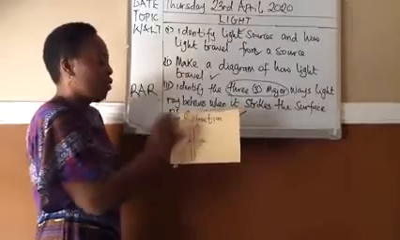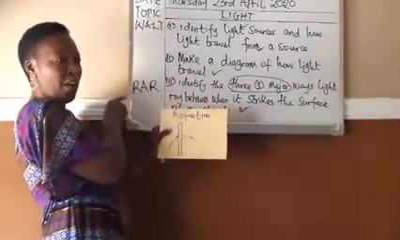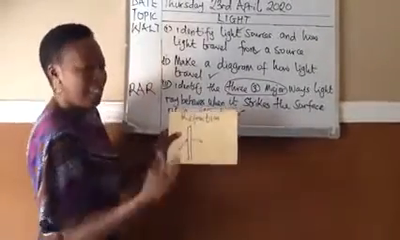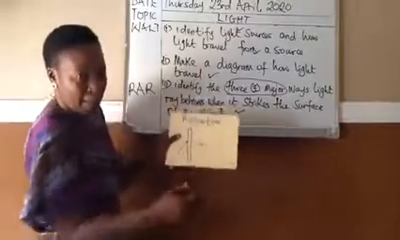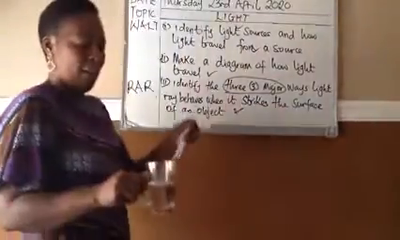Whenever you hear refraction, it means bending of light. Whenever you hear reflection, it means light bouncing off. This is not bouncing off, this is bending. It will pass through it, but it will bend. Now, let me show you something quickly. The simplest example we can have here.